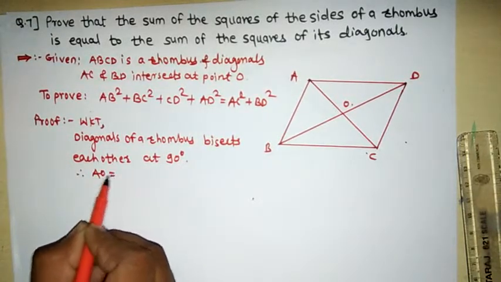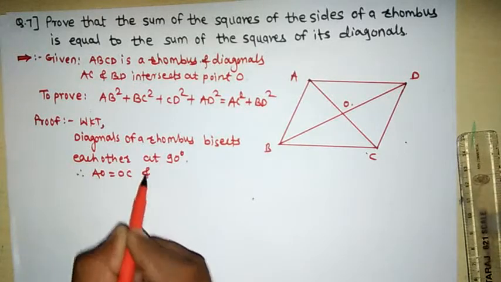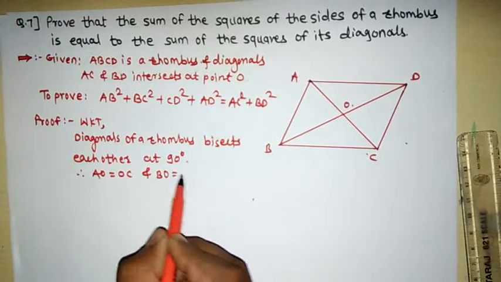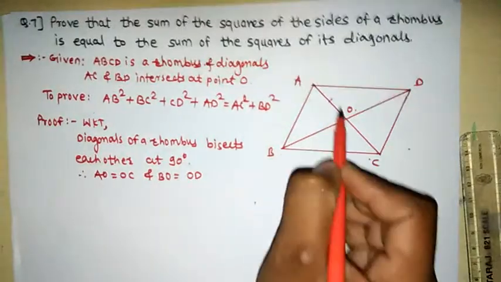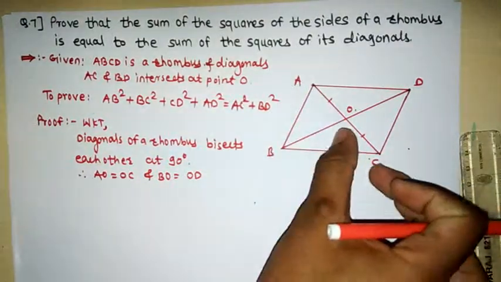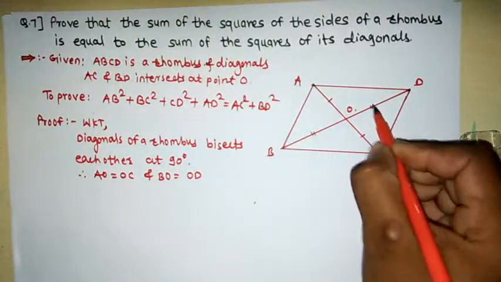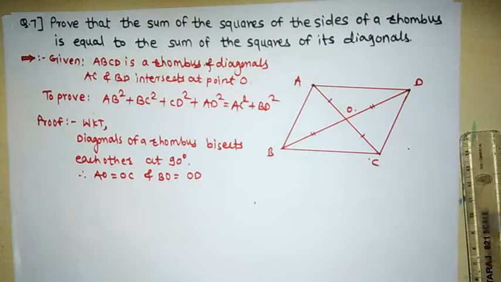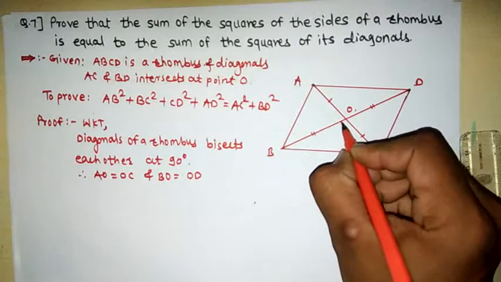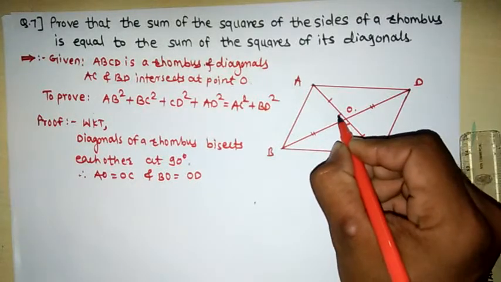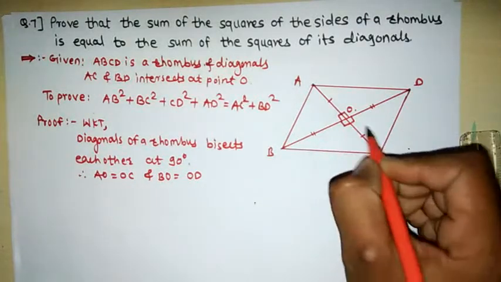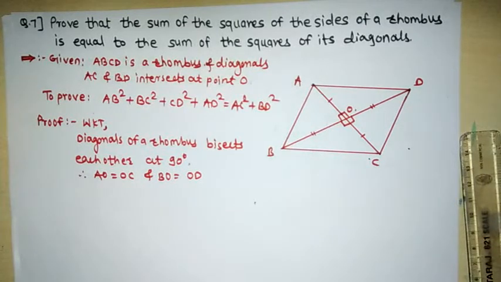AO is equal to OC and BO is equal to OD. We know the property of the diagonals, from that we can say here that angle BOC is equal to 90 degrees, and all these angles are equal to 90 degrees. This is the property of the diagonals of a rhombus.